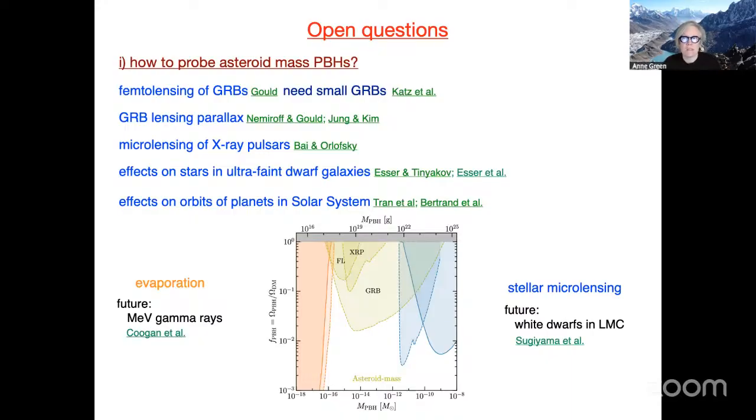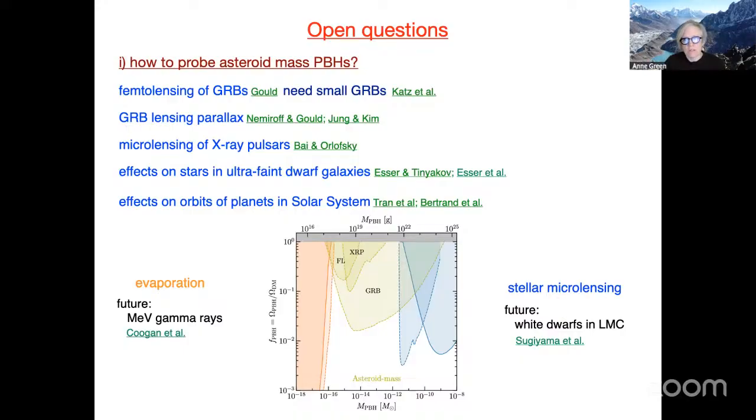And some of those new ideas have actually been on the table for several decades. For instance, you could look at femtolensing of gamma ray bursts, and that then gives you interference fringes, which is what you're seeing. But again, there are problems with wave optics effects, and you would need very small gamma ray bursts to do that. Another possibility is what's called lensing parallax, where you're looking at a gamma ray burst from two different satellites at different points of their orbit, such that one is lensed and the other isn't.